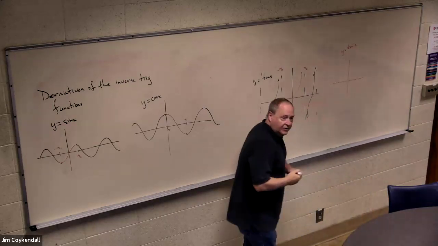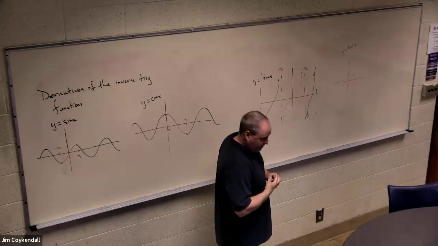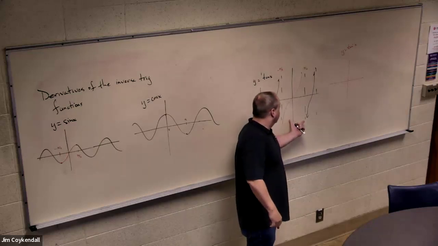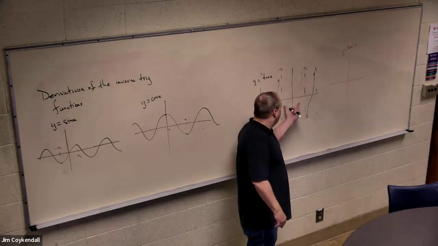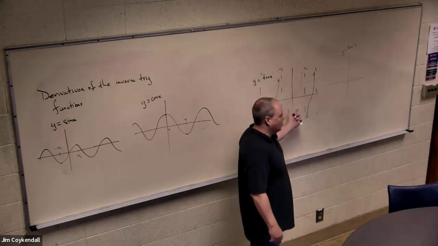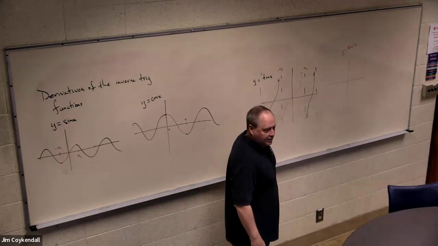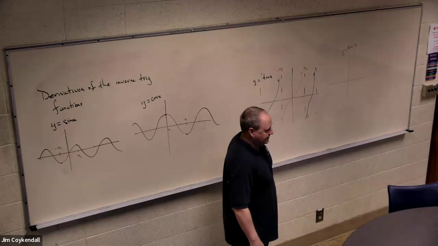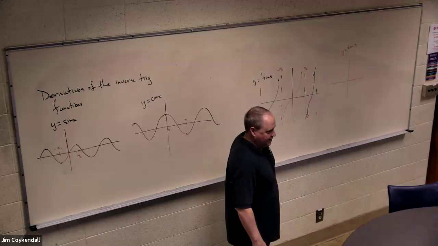The tangent function itself has two vertical asymptotes, right? Minus pi over 2 and pi over 2. So if I were to reflect this around the line y equals x, what would those two vertical asymptotes turn into? Horizontal.